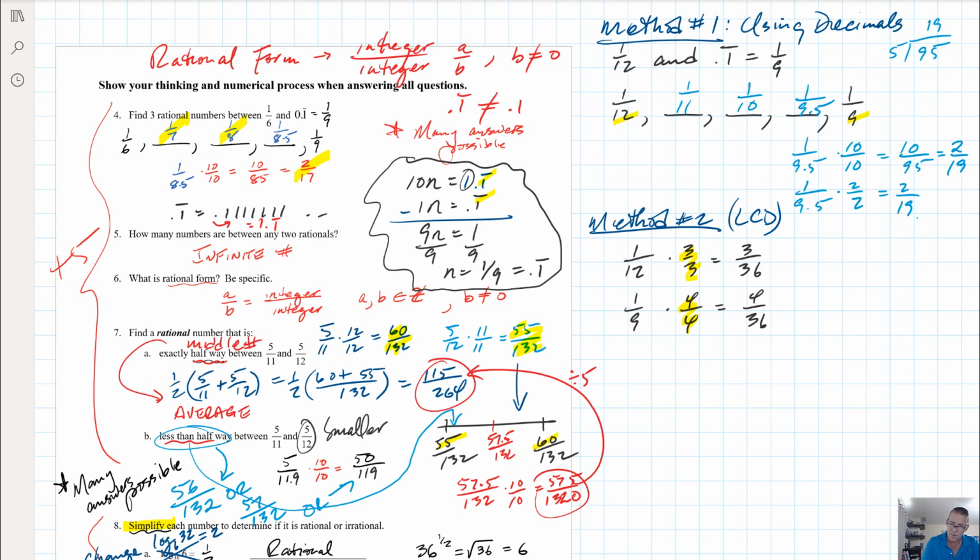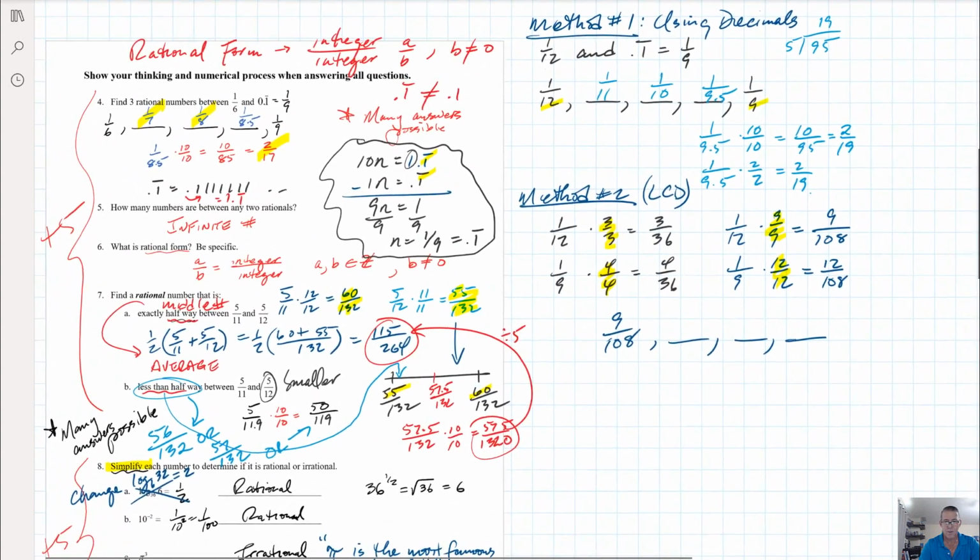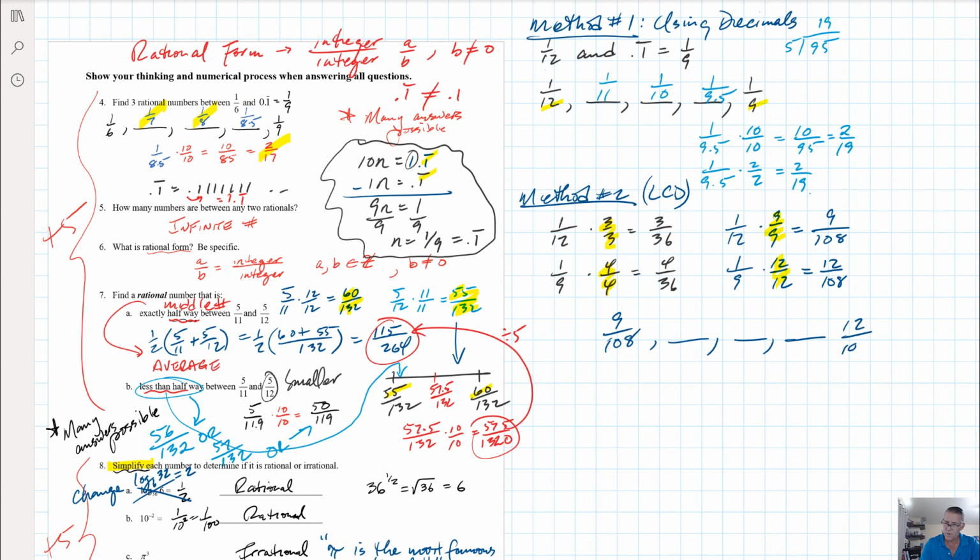So I'm going to redo this to show you what other people did. 1/12 times 9/9: 9 times 12 is 90 and 18, that's 108. So you get 9 out of 108, and then 1/9 times 12/12. Again, I'm just using techniques from 5th grade, guys. It's called the LCD. That's equal to 12/108. Now if you want to figure out some fractions between them, you might be able to.